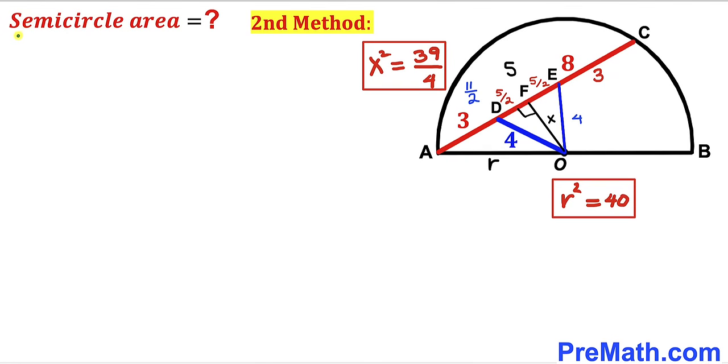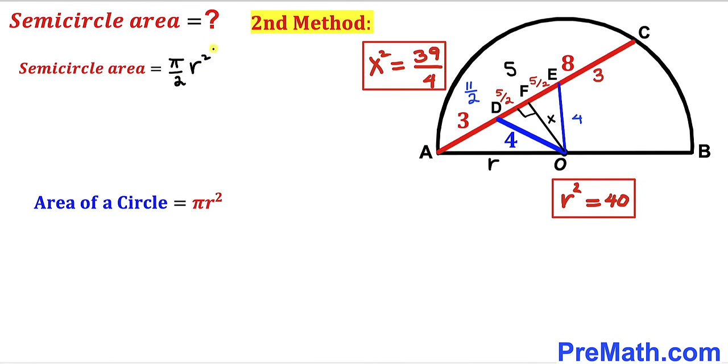And here's our final step. Now we are going to calculate the area of this semicircle. And now let's recall the area of a circle formula. Area is always equal to pi r square, where r is the radius. So therefore the semicircle area is going to be pi divided by 2 times r square. And now we know our r square value is 40. So I'm going to substitute that value 40 over here.